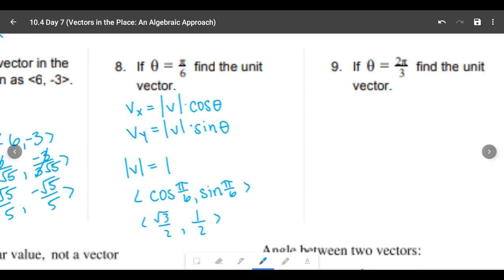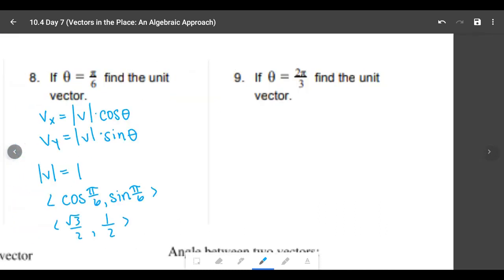Similar to that one for number 9. This time now, theta is 2 pi over 3. So let's go ahead and find that unit vector. Again, magnitude is 1. So we are simply looking for the vector where we have cosine of 2 pi over 3, comma sine of 2 pi over 3. And when we do that, we get negative 1/2, comma square root 3 over 2.